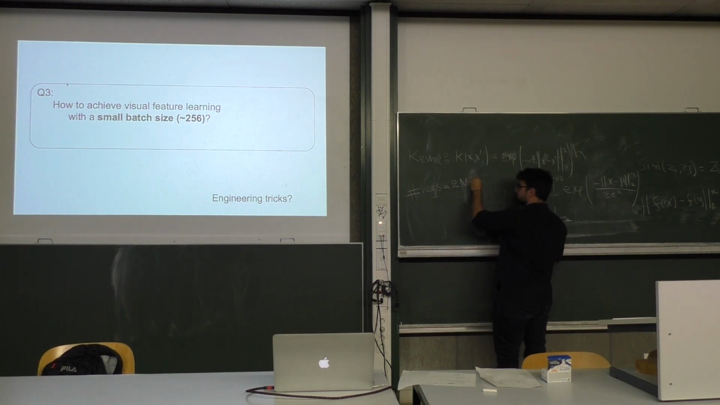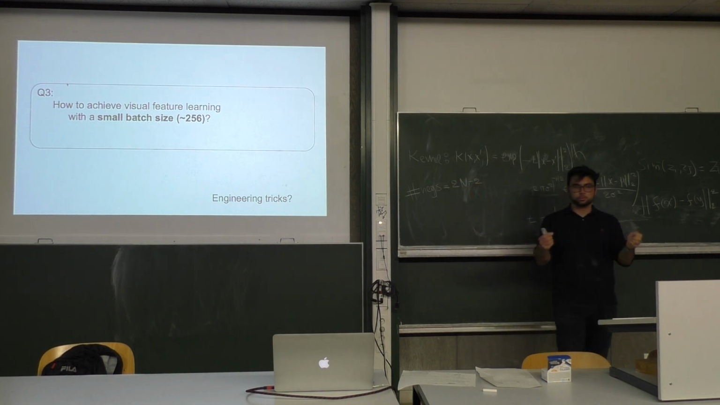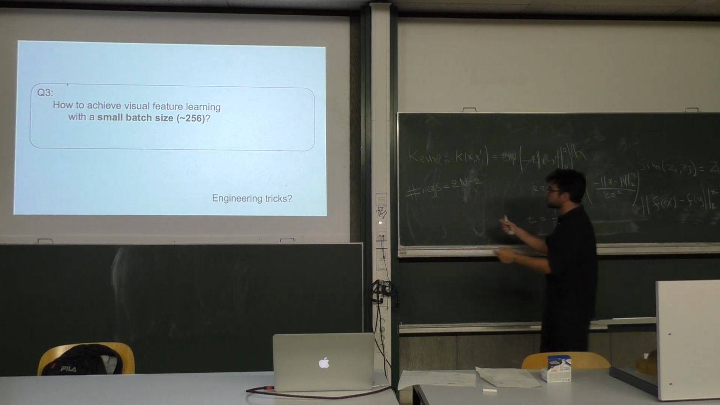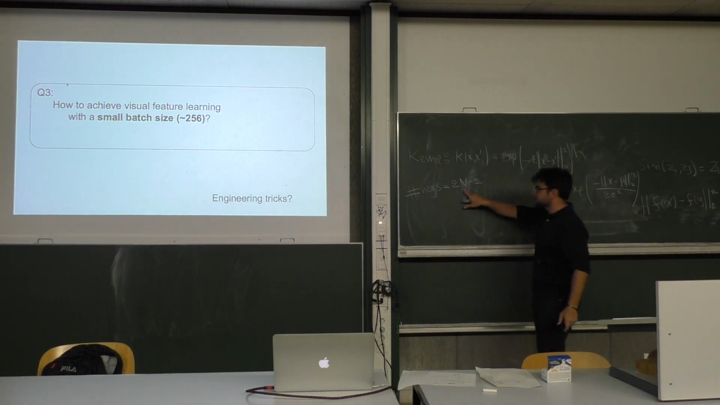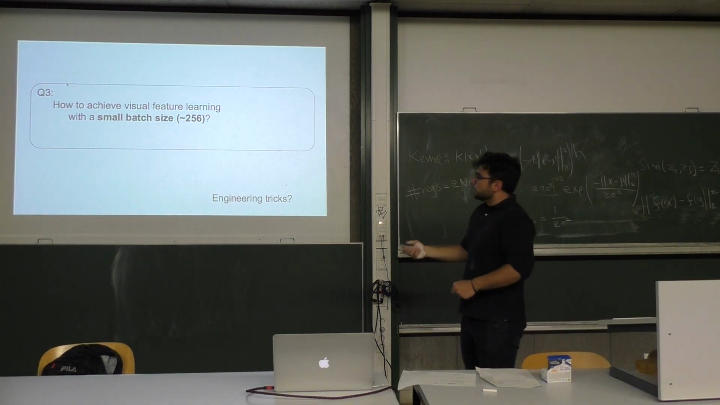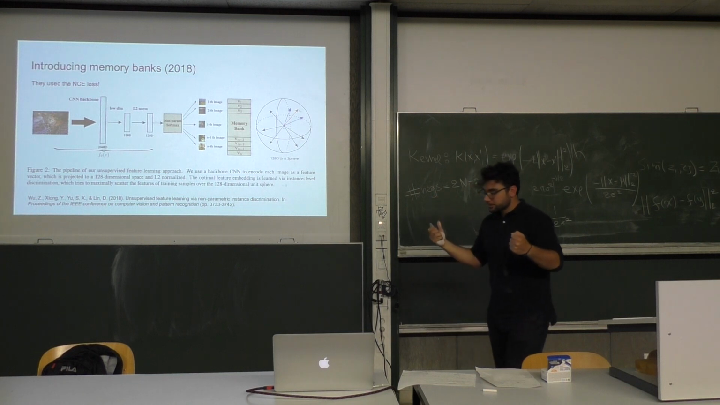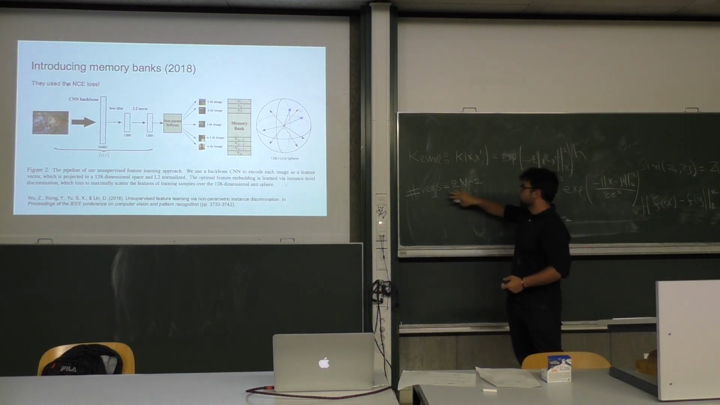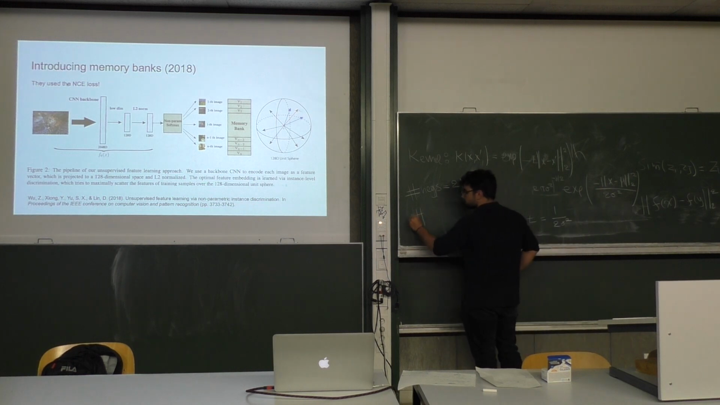So for n batch size, we had 2n minus 2 negative samples. The problem is not the batch size itself, it's its connection to the number of negatives. So we need a lot of negative samples. How about if we decouple those two values? We need to come up with a new notion of negatives.